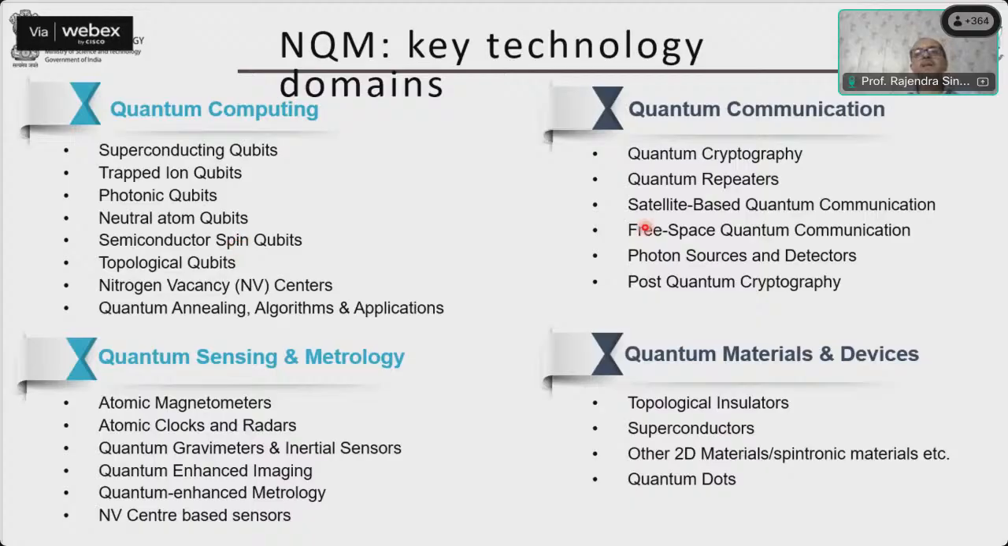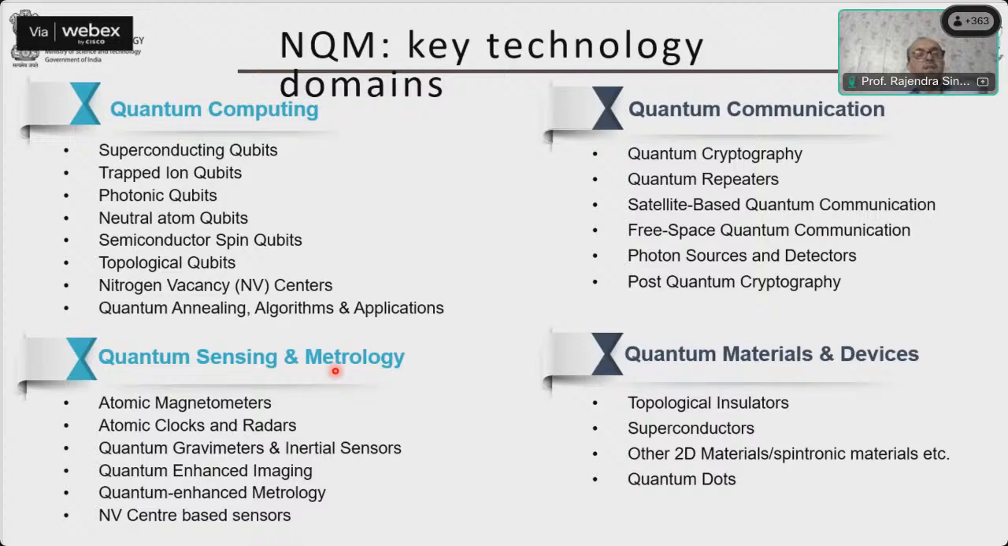Whatever platform provides a higher number of qubits, ultimately we will be going for that one. Now come to the quantum communication, where key ideas are, like, let us say, what have been mentioned here: quantum cryptography, free space quantum communication, and post quantum cryptography.